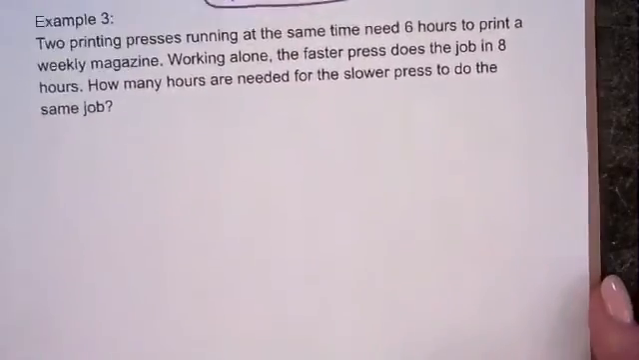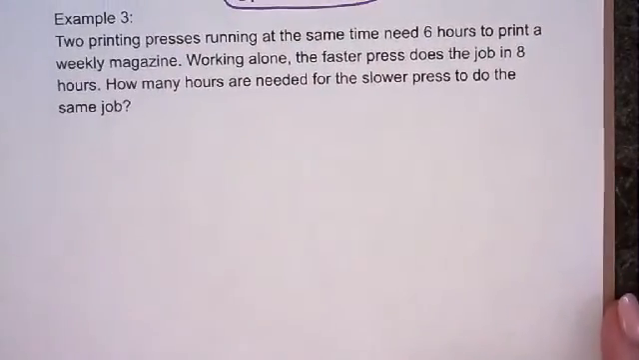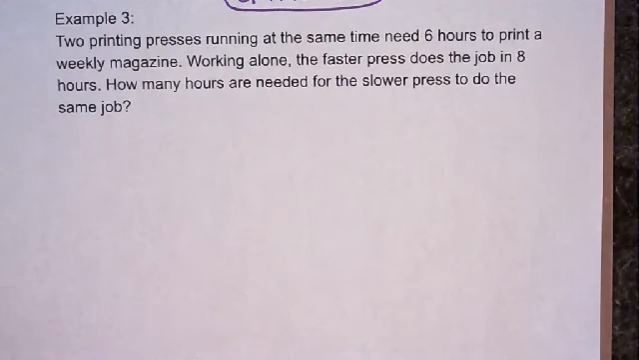Now, example 3 is a little bit different. Let's read it together. Two printing presses, so this time it's not people, it's machines. Two printing presses running at the same time need 6 hours to print a weekly magazine. Working alone, the faster press does the job in 8 hours. How many hours are needed for the slower press to do the same job?